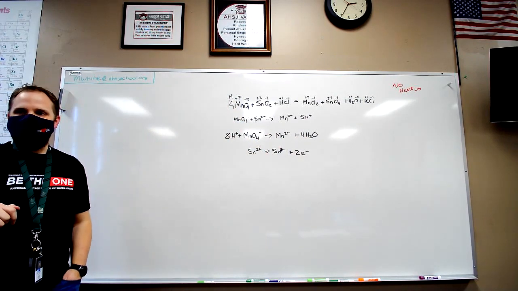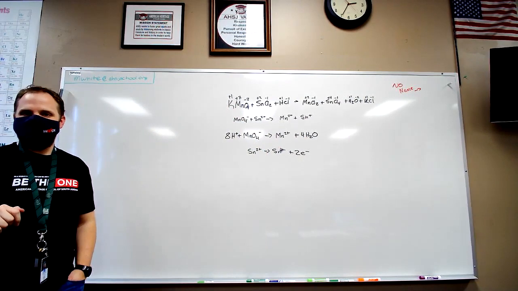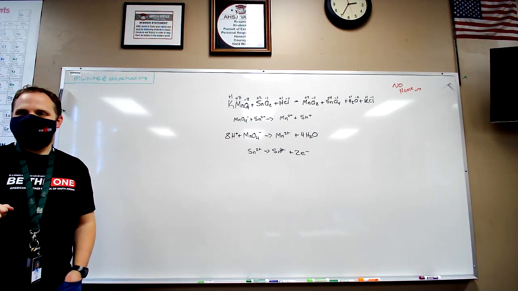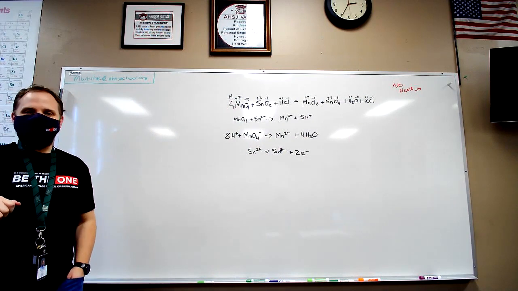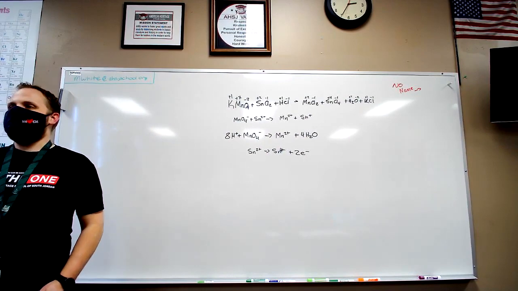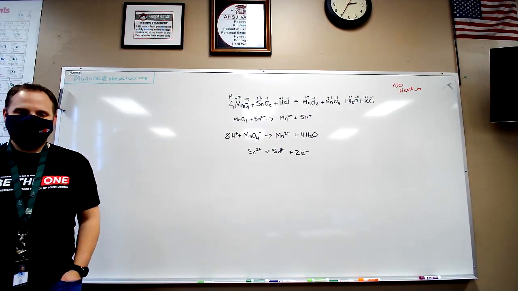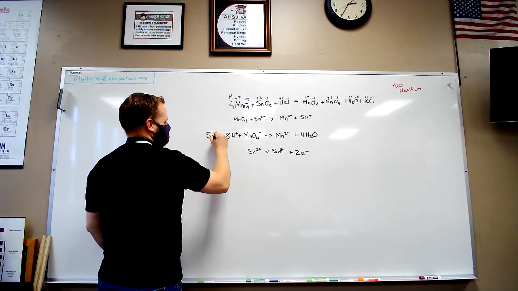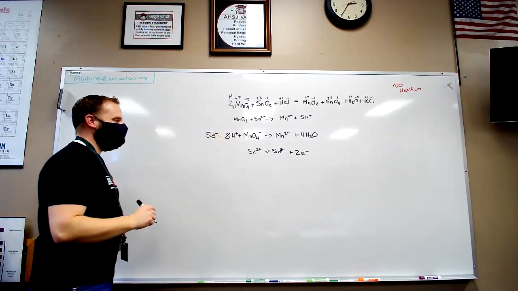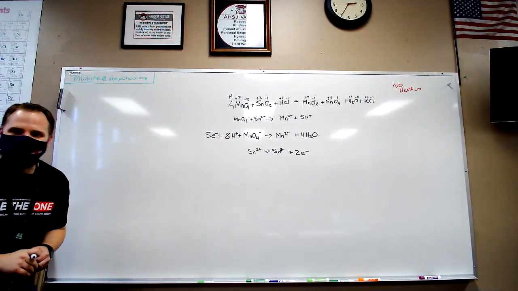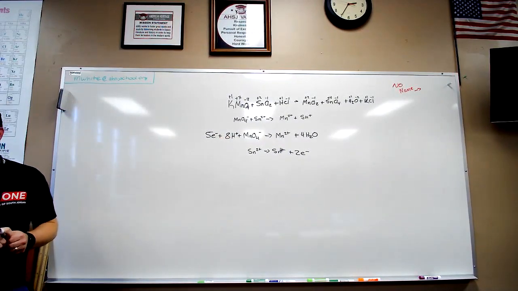So how many electrons do we need to add? Yeah, 5. Don't overthink things. Okay. How do you get from +7 to +2? You subtract 5. So we need to add 5 electrons. Okay. So now both of our half reactions are balanced.